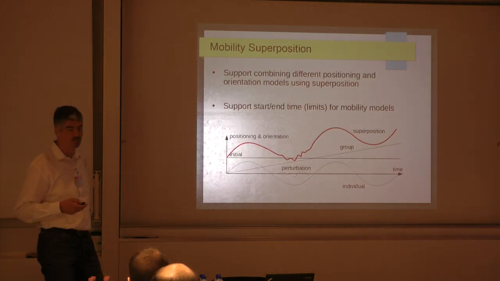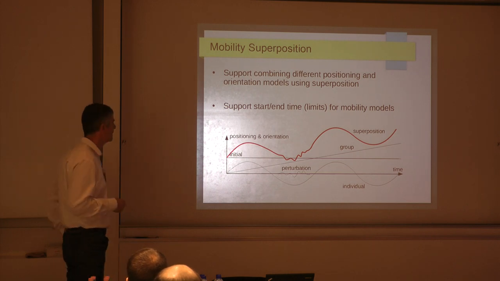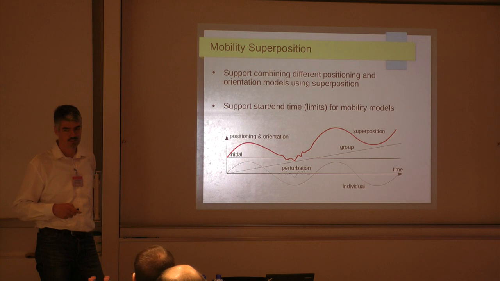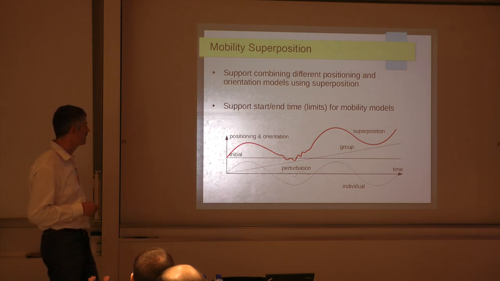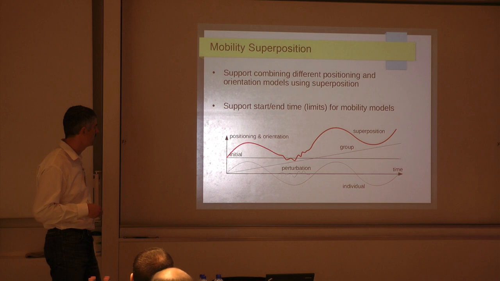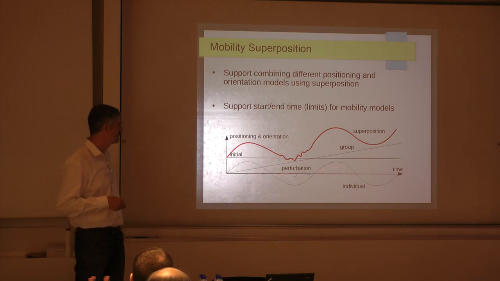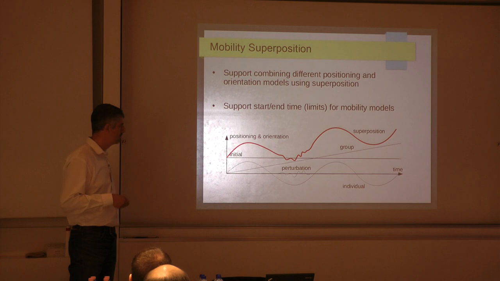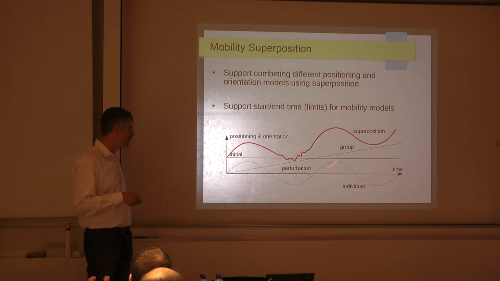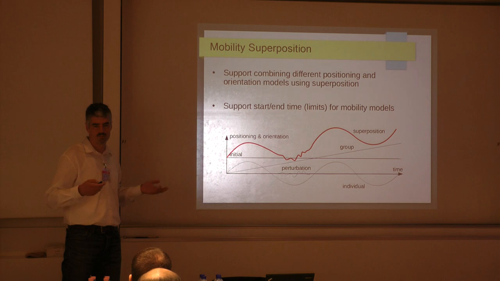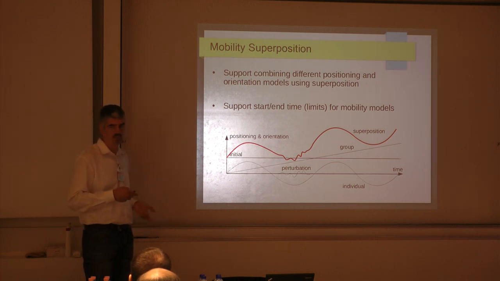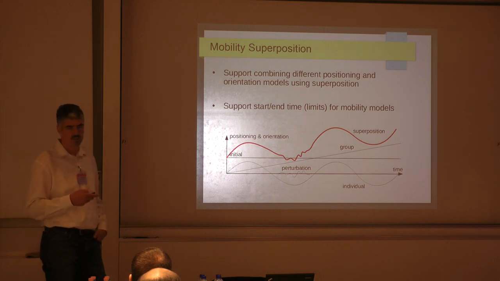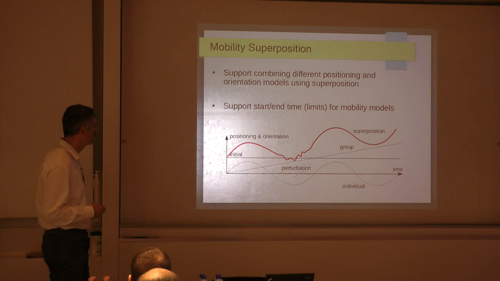So we came up with the mobility superposition, which is not that rocket science. It's just combining different positioning and orientation models using superposition. Of course, we need some kind of limitations in time. We could do it this way: we would have a constant initial positioning and some group positioning that moves, for example, in a linear way, and some cyclic mobility for an individual node, and some perturbation, and then the superposition looks like this. It's not fixed, I mean, a set of different properties. You could just tier the superposition of properties. That would be one way to do it. This is not yet implemented, it's just some kind of thinking. That's where INET is going.